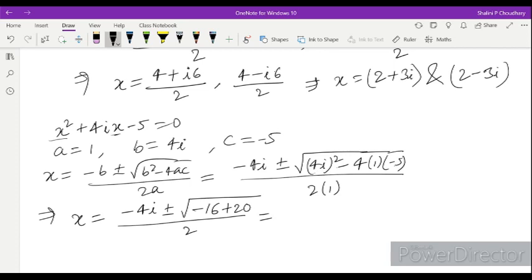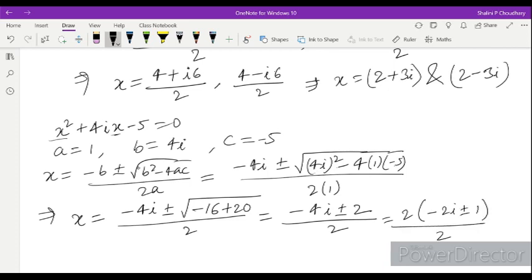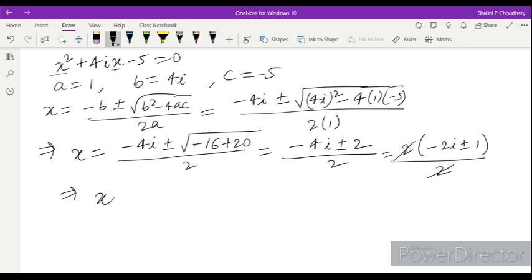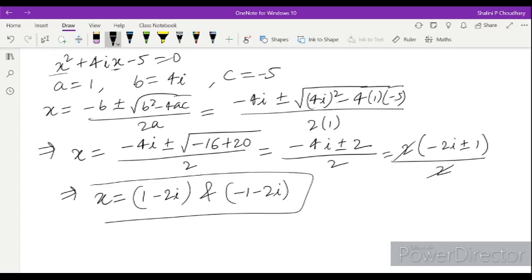Okay, it means minus 4i plus minus square root of 20 minus 16, which will be 4, and the square root of 4 will be 2, divided by 2. Now can we take 2 common in numerator and denominator? So we'll get minus 2i plus minus 1 divided by 2, and the 2 cancels. So there will be two values. The two roots of x are 1 minus 2i and minus 1 minus 2i. So these are the two roots of x.